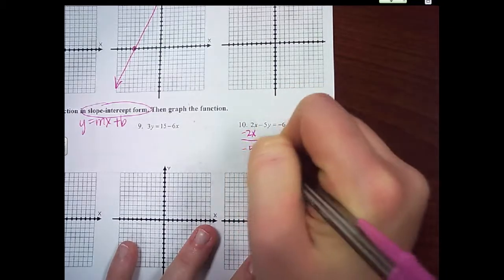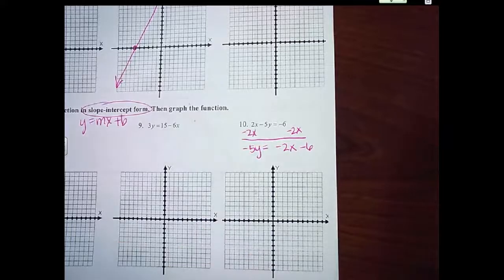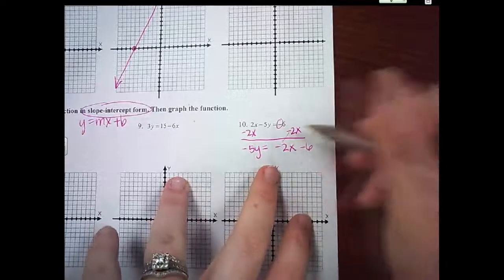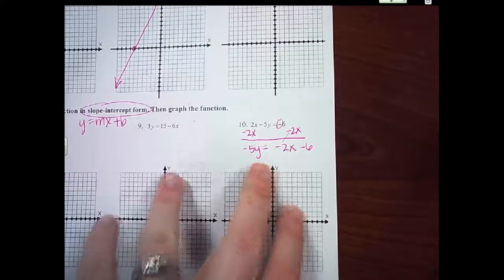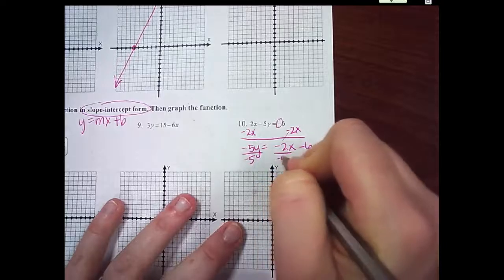Negative 5y equals negative 2x minus 6. Be extra careful with your negatives here. A lot of you mess up because you just don't see this negative 6 or you don't write this negative. That messes up your whole answer. Okay, then I'm going to divide by negative 5. Everything gets divided by negative 5.